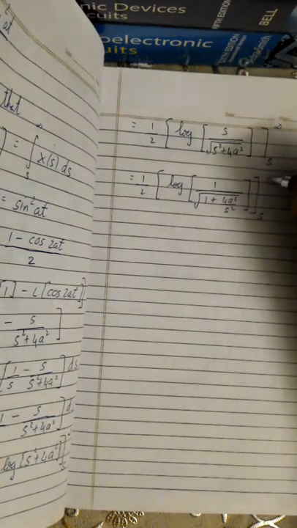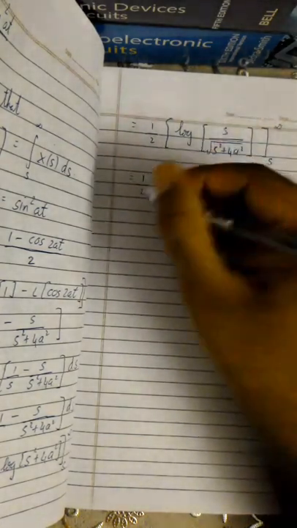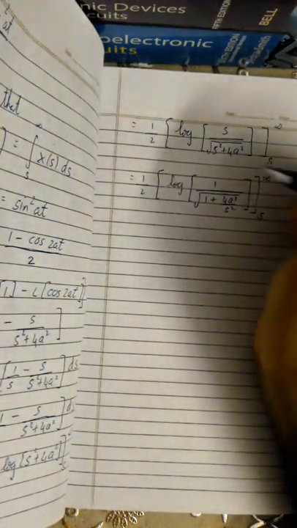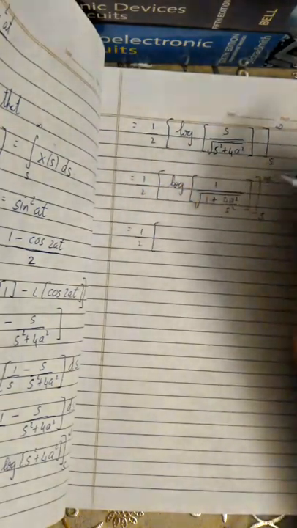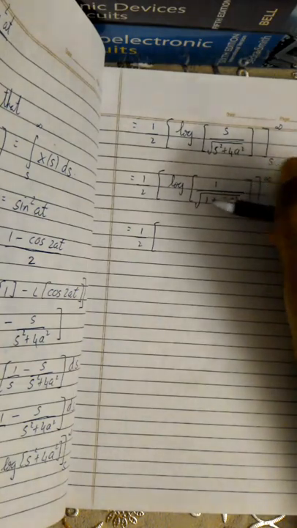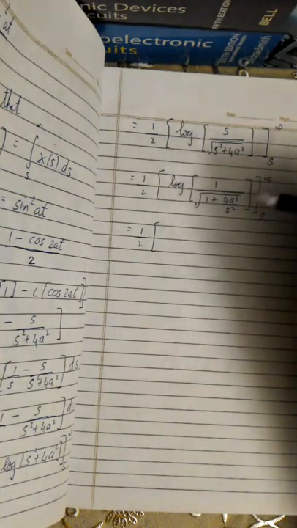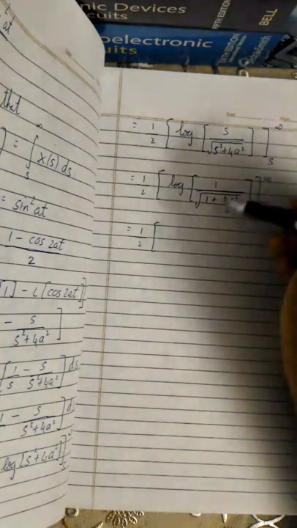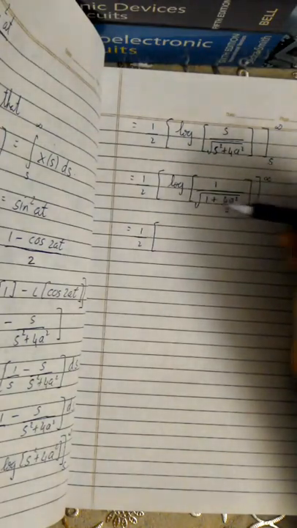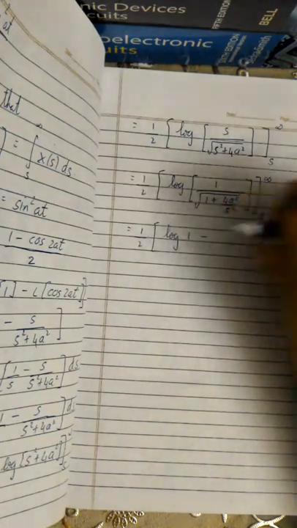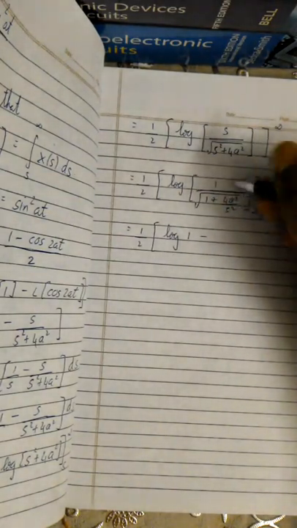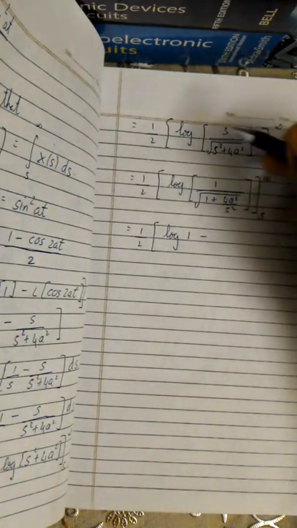from s to infinity. So if I am substituting these two values, I will get 1 by 2 into log 1 by root of 1 plus 0. If I put infinity over here, 1 by root of 1 plus 0, which is nothing but log 1. So this will become log 1 minus, and if I put s over here, I will get the same function.